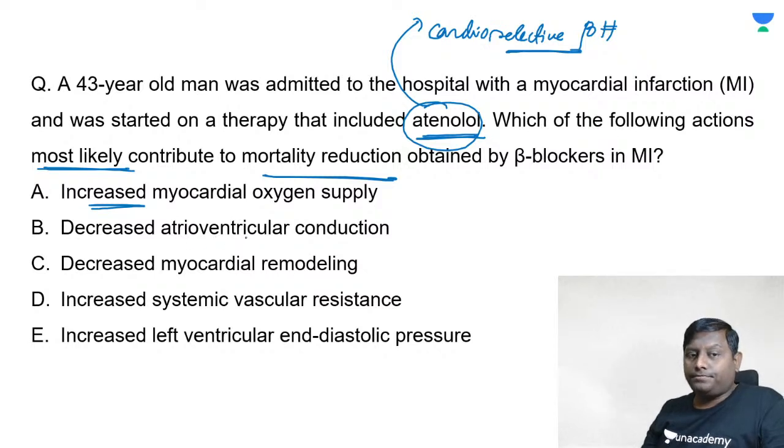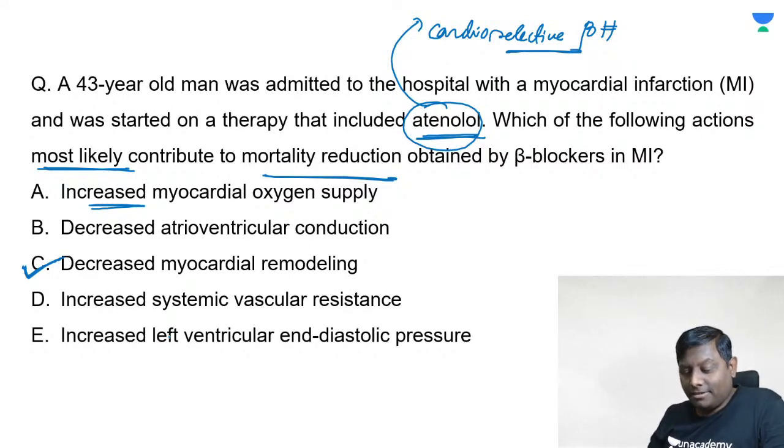Decrease AV conduction, decrease myocardial remodeling. So it is having myocardial remodeling reduction property, and that property is actually involved in the mortality reduction. ठीक है, it decreases myocardial remodeling. Do remember that. Increase systemic vascular resistance, no, and increase left ventricular end-diastolic pressure, no. So the correct answer that we are having is option C. It is having mortality reduction by decreasing the myocardial remodeling. Yes, so C is the correct answer and not any other option.